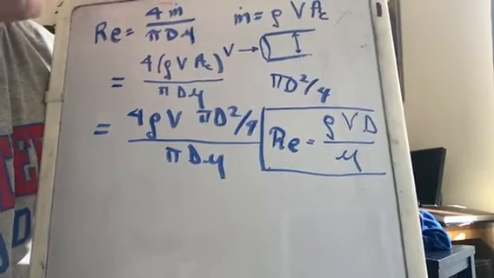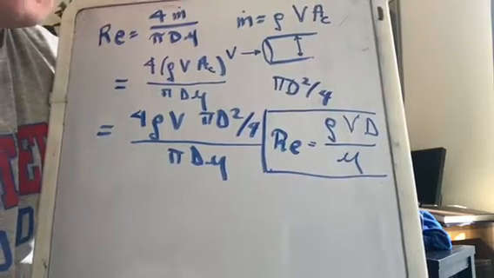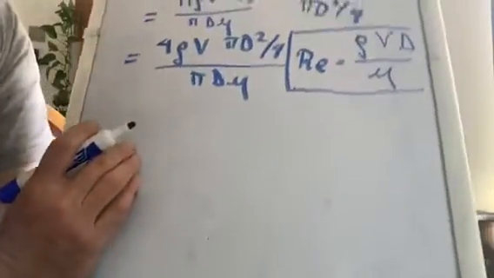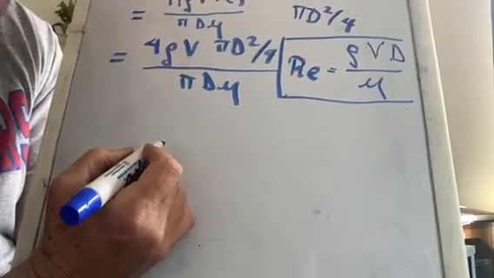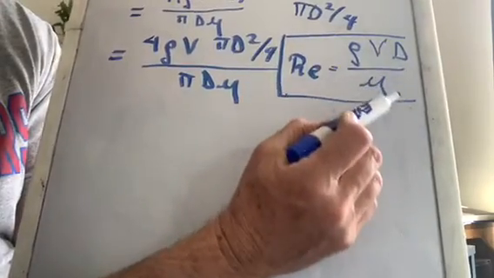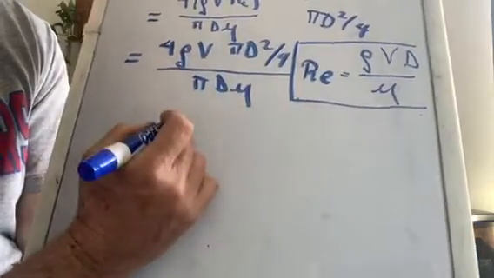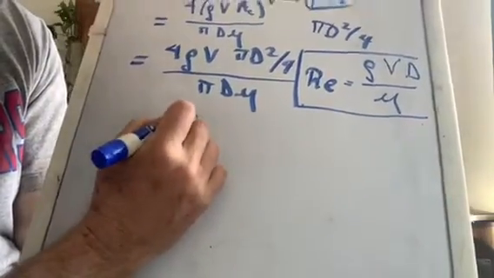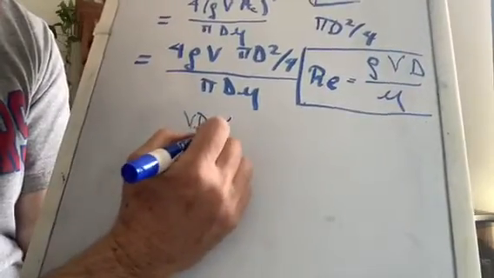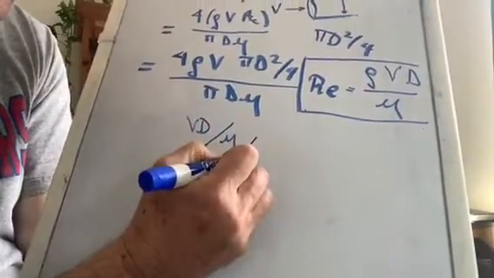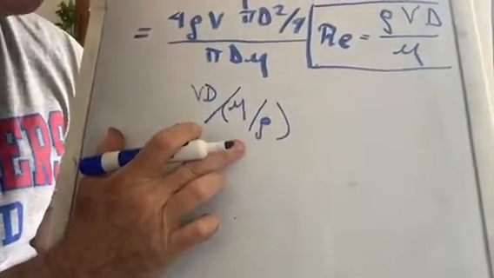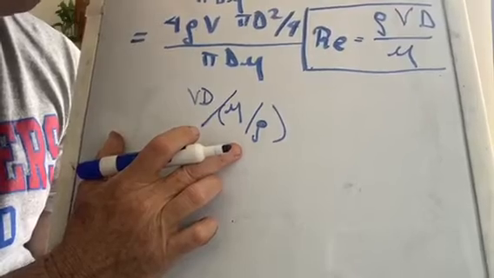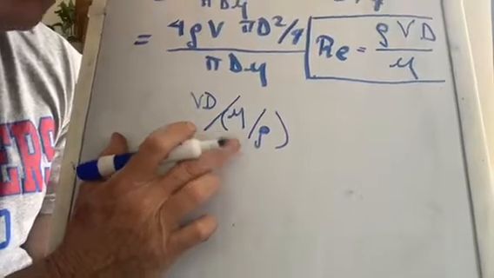In addition, there is one final form on that that is very useful. So let's get that up there because it can pay off to know this other form. And that is the following, okay? If we end up taking this rho and move it to the denominator, we end up getting v times d divided by mu over rho. Okay, and mu over rho is a really important idea in fluid flow and heat transfer, that combination.